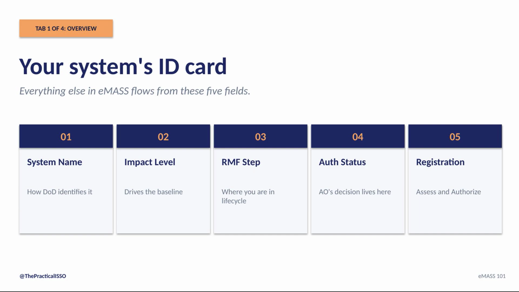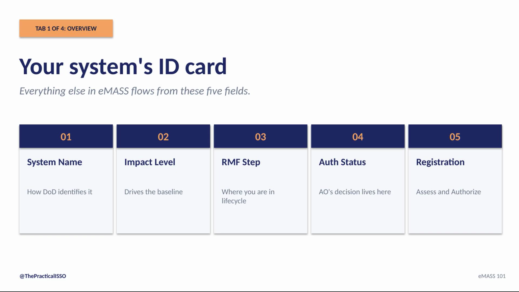If it says moderate, you're working with roughly 325 controls. Current RMF step: tells you where your system sits in the lifecycle right now. Authorization status: not yet authorized, authorized, or denied. This is what your AO will eventually update when they make their decision. Registration type: for most systems you'll see assess and authorize. That means the system is going through the full ATO process, not just a limited assessment. Take 60 seconds to read this page every time you open a system you're not familiar with. Everything else in eMASS flows from these values.